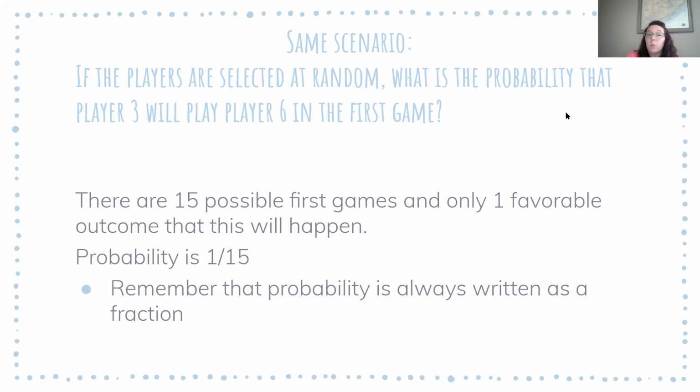And there's only 1 favorable outcome that this will happen. So there's only really 1 chance that player 3 is going to play player 6 out of those 15 games. So your probability is 1 out of 15. Remember that it's always written as a fraction. A probability is not just writing a number or a percentage, it's writing 1 out of, that's what the slash or the fraction represents, is that's 1 out of 15 possible outcomes that can happen. Okay.